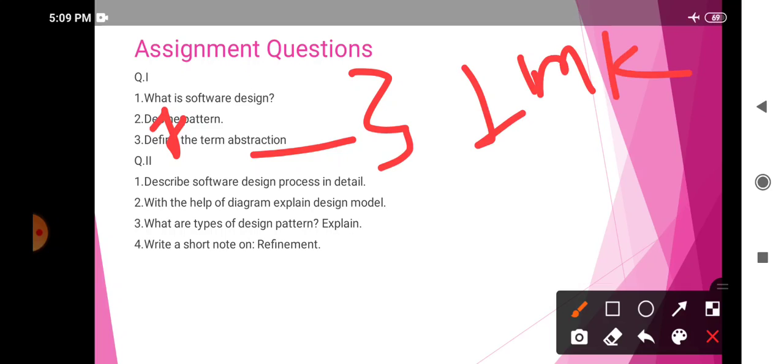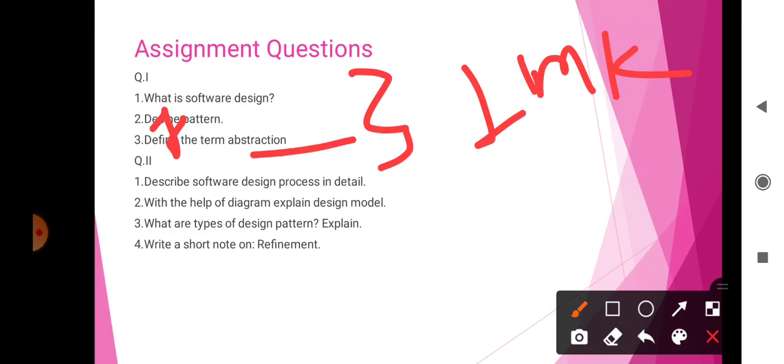And then describe these in detail. First, describe the software design process in detail. Second, with the help of a diagram, explain the design models. What are the types of design patterns? And then explain and write a short note on refinement. These are the descriptive questions for 4 to 5 marks.